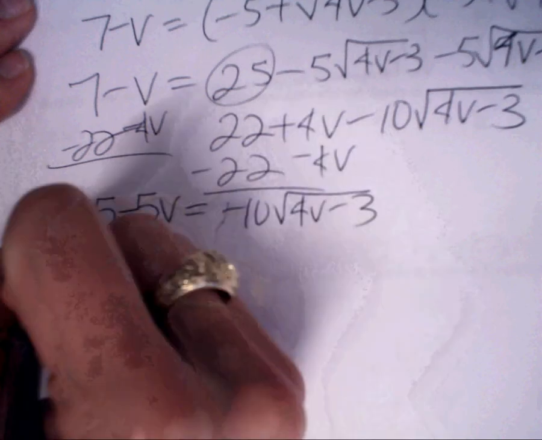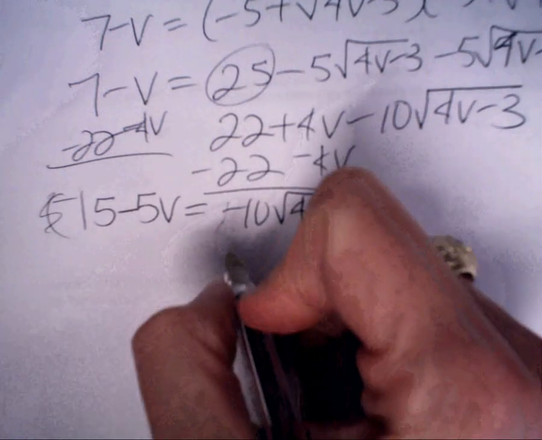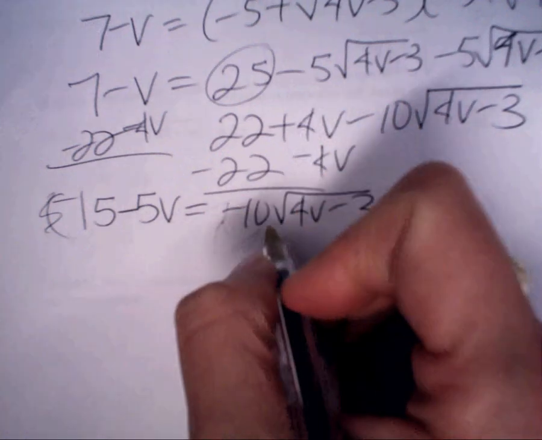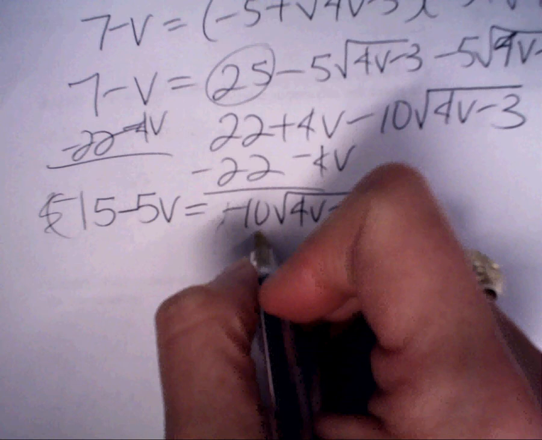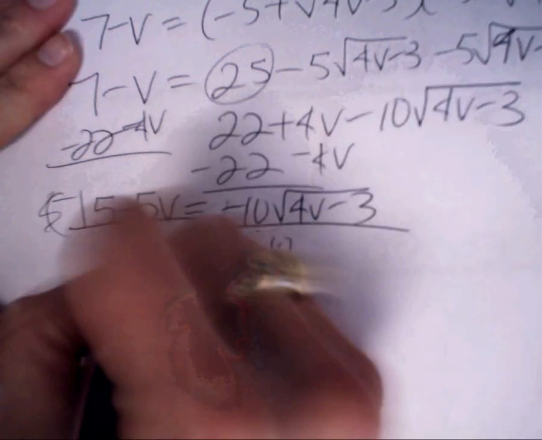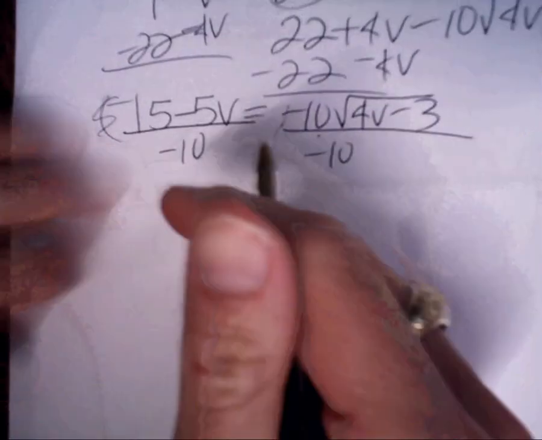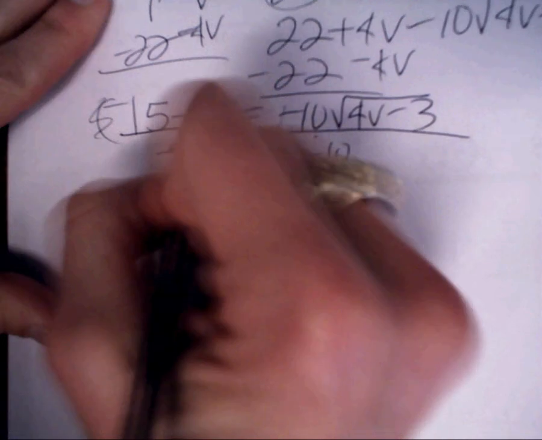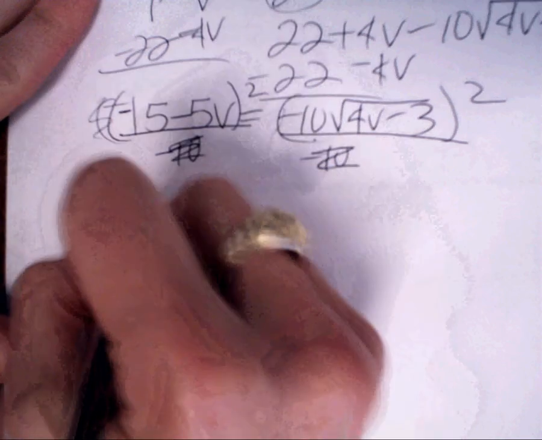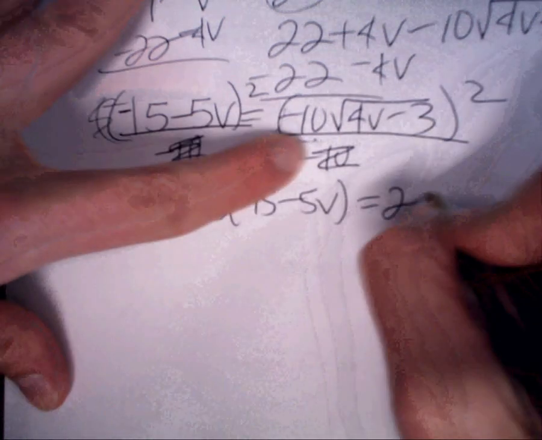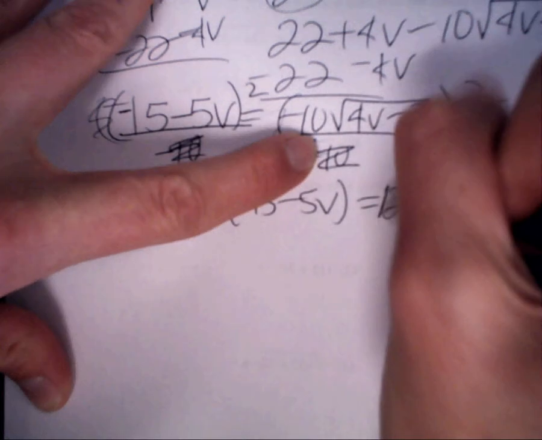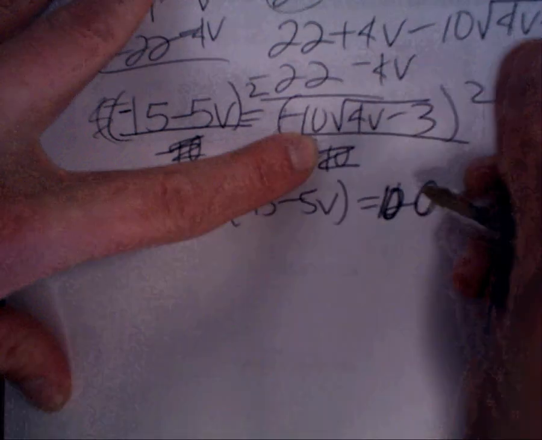Alright, so, it doesn't turn out nice. What I could do, though, let's see if that is legal. That's not going to work out nice, right? So, let's not do that. Let's square both sides. Can't forget that's negative. So, negative 15 minus 5v times negative 15 minus 5v equals 20, because you square the negative. Nope. Equals is it 100?